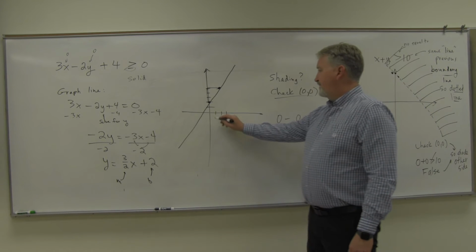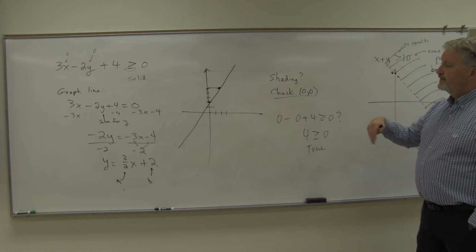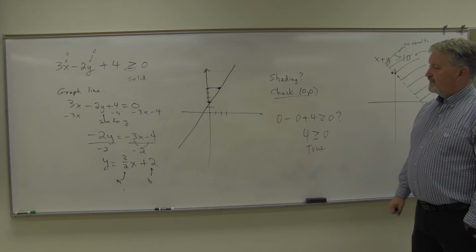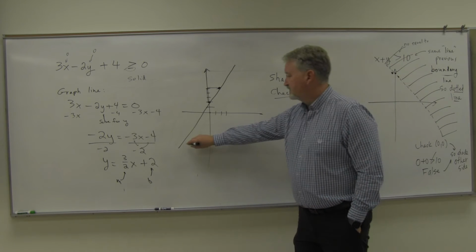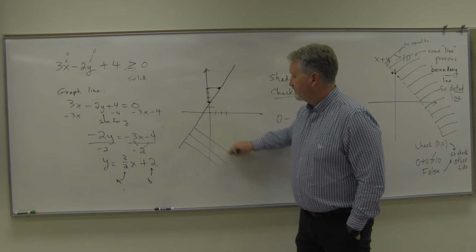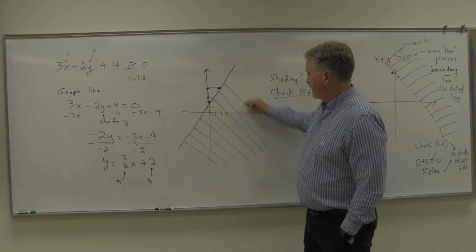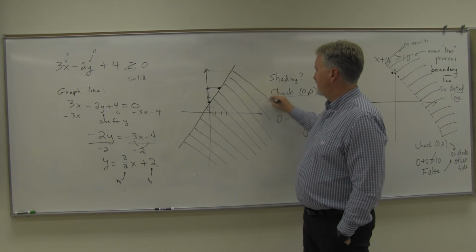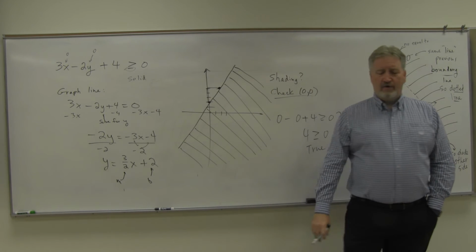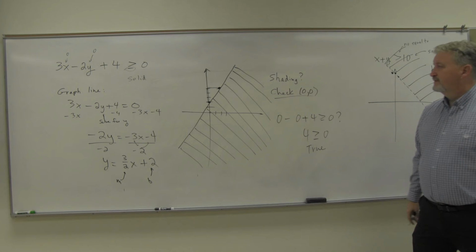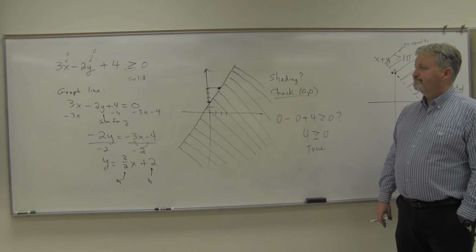So I shade the side with 0, 0, which is to this side of, so 0, 0 works, so shade the side with 0, 0. Yes? So all these points, any point on this side of the line, also satisfies that inequality, and so, yeah, something like that. Is that okay?